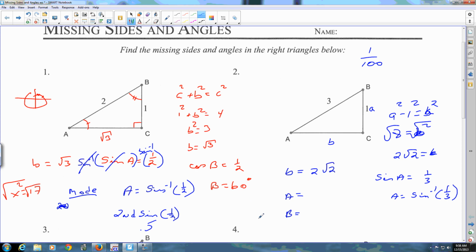Whoops, my calculator's in radians. Yes, it is. So let me change it to degrees. And it looks like it's about 19.47 degrees. So I'll just write it here, 19.47 degrees. Okay?